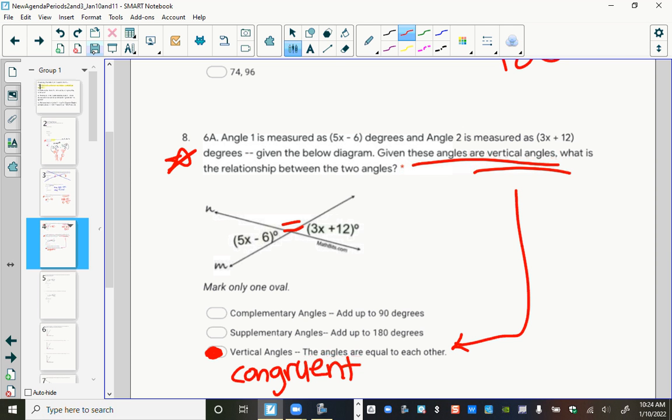Wait, do we have school this Friday? Next Friday. This Friday's a regular day. So this week is a regular week.